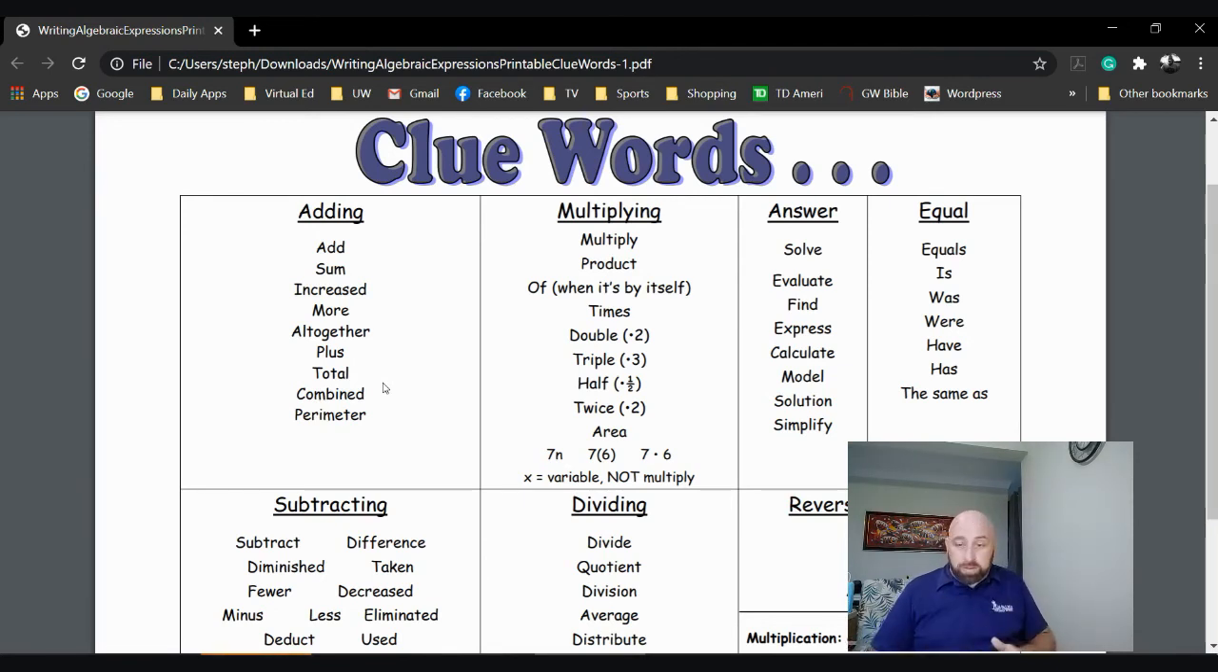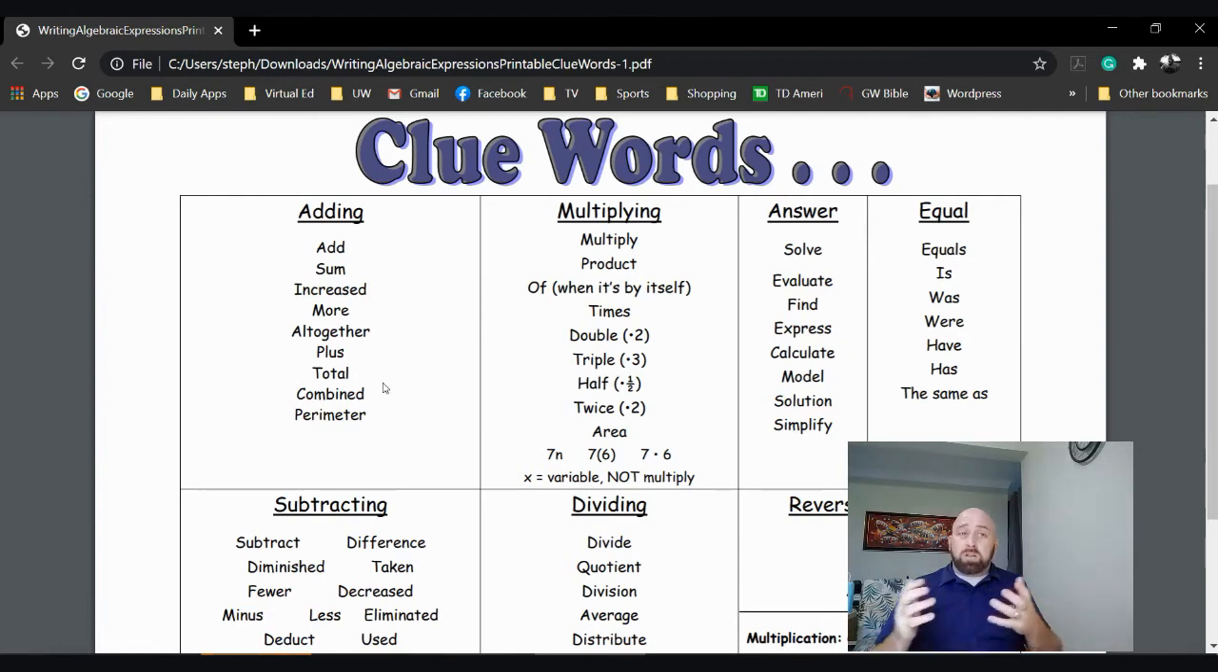But they do get a little bit harder. When you see the word sum, you add. Increase, there's a word maybe that you haven't seen in math before, but to increase is to add to. The word more, altogether, plus, total, combined, and then the word perimeter. The word perimeter is not really an algebra word, it's a geometry word, but we'll be using it a little bit here in algebra class. All right, so again, the adding words.